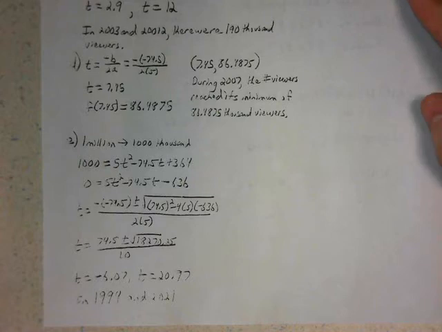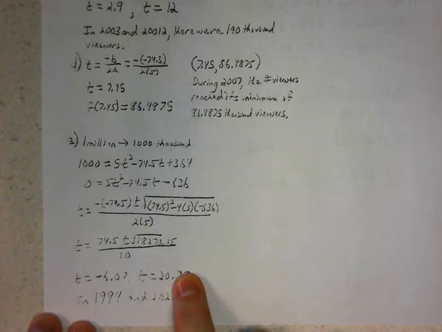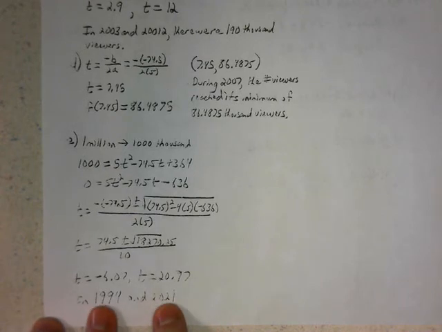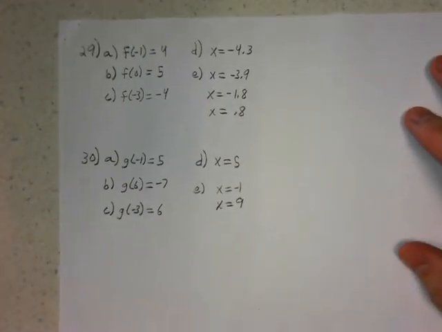And then in part E, 1 million viewers is 1,000 thousand. So you set 1,000 equal to your 5t squared minus 74.5t plus 364, and solve that, and you end up with, it's hard to see there, negative 6.07 and 20.97. So that means in 1994 and 2021, those are the 2 years when you would expect they had 1 million viewers. And then the final 2, we're looking at function notation. So those are the answers there.